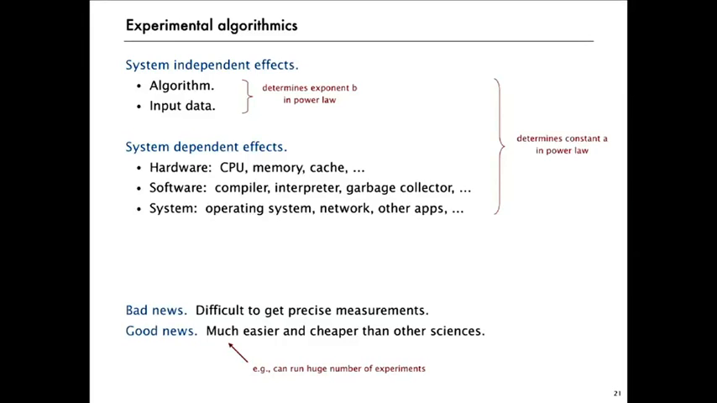So in modern systems, there's so much going on in the hardware and software it's sometimes difficult to get really precise measurements. But on the other hand, we don't have to sacrifice animals or fly to another planet the way they do in other sciences. We can just run a huge number of experiments and usually take care of understanding these kinds of effects.